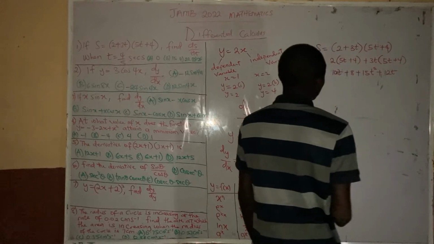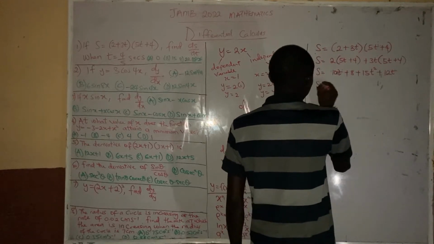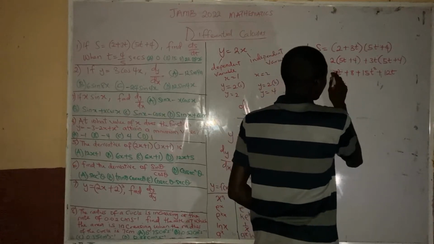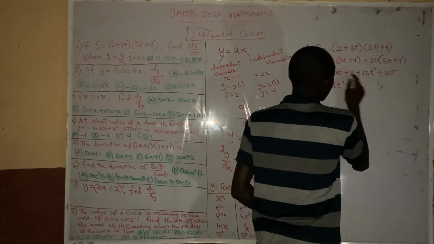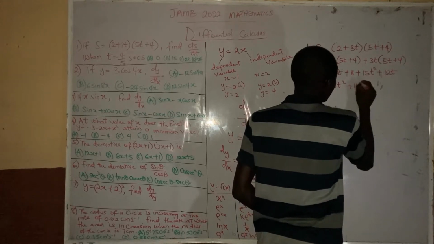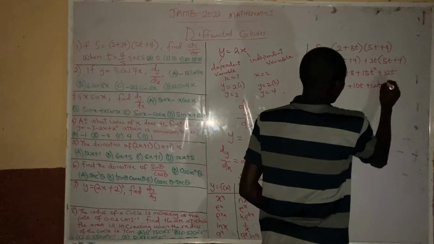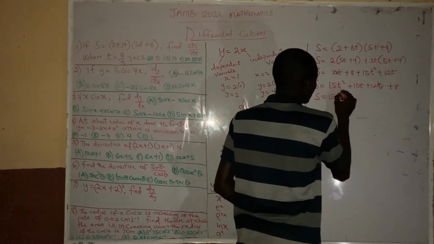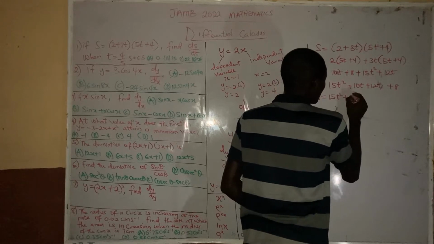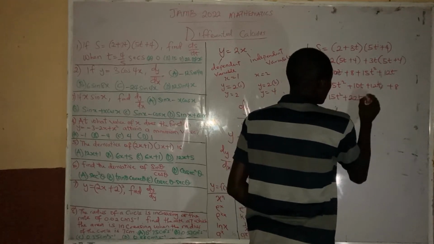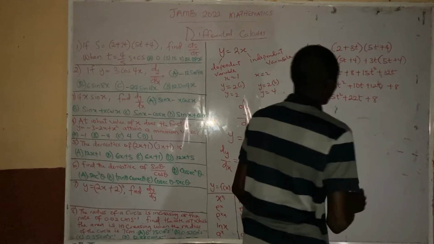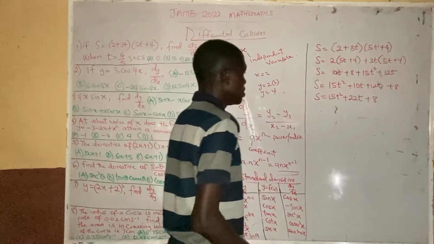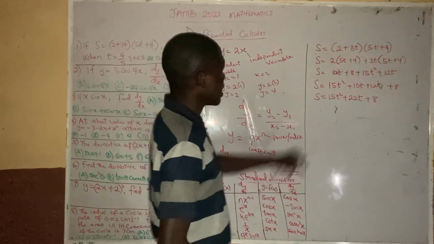So we have x is equal to 15t squared plus 10t plus 12t plus 8. So we have x is equal to 15t squared plus 22t plus 8. Now this is what we get from the expansion of this.